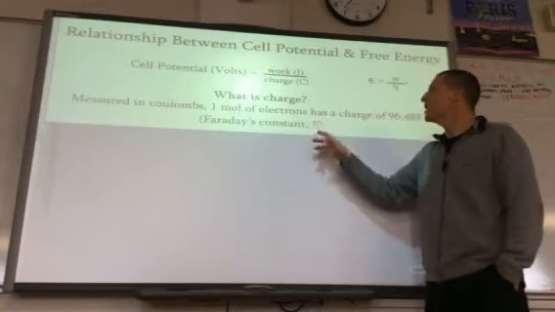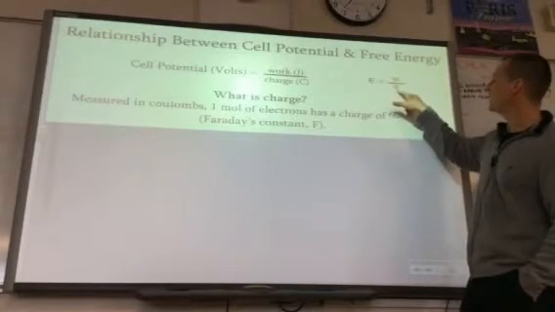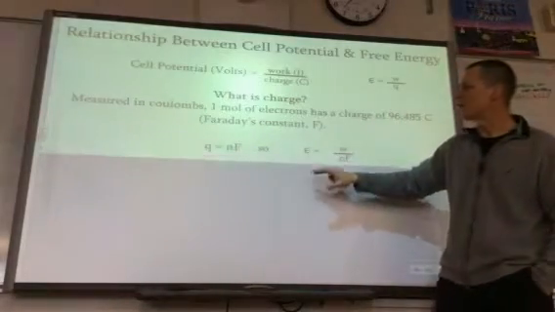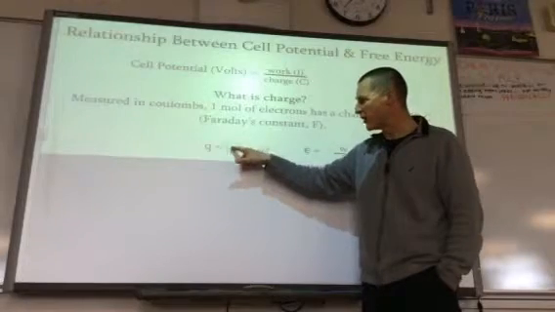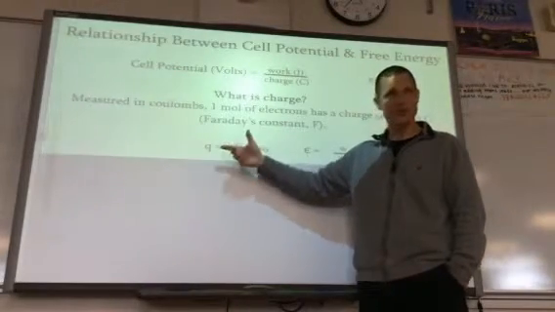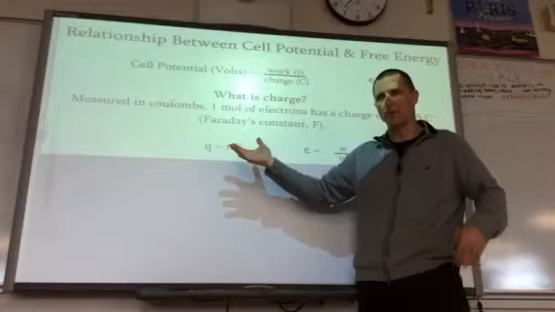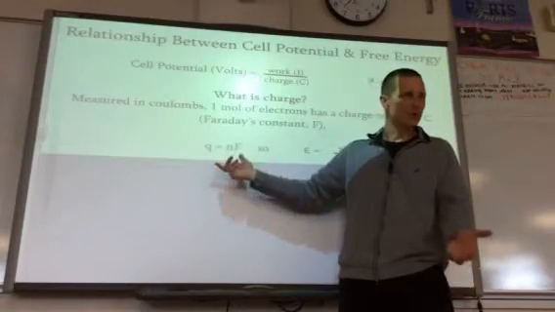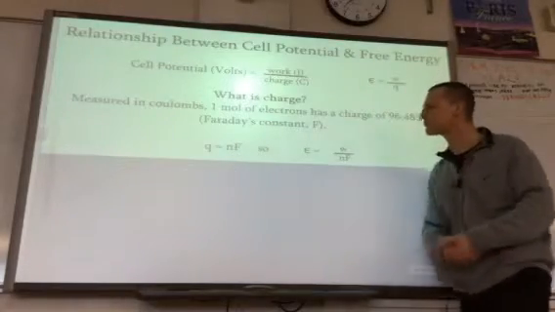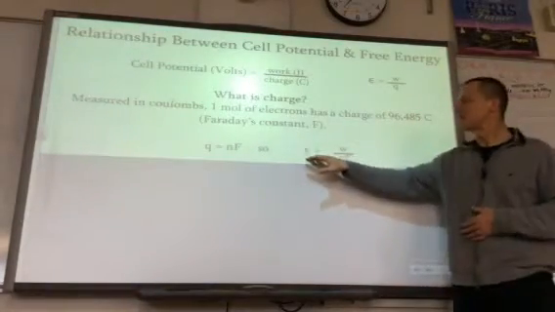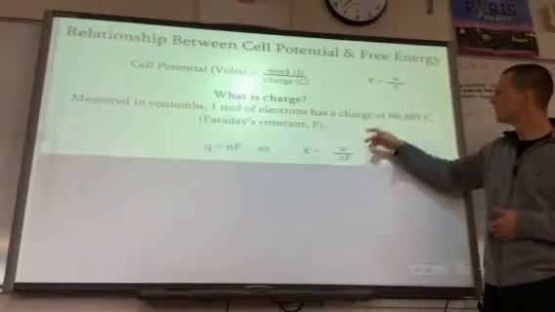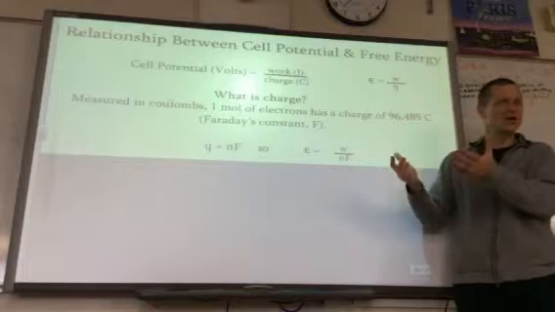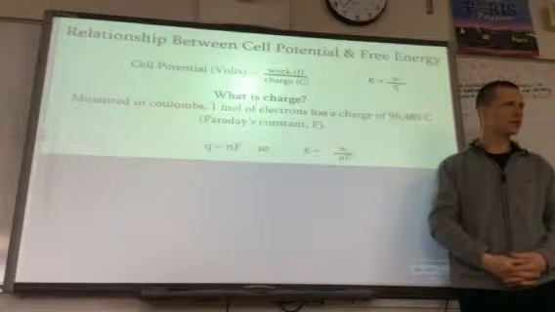All right. So this Q term right here, the quantity of charge, is equal to the Faraday constant times how many moles of electrons you have. Like if you don't have 1 mole, what if you only have a half a mole? Well, you'd multiply F times 0.5 to get your total quantity of charge. And that makes the cell potential equal to the work, which is up here, measured in joules, divided by the quantity of charge, which is equal to nF.